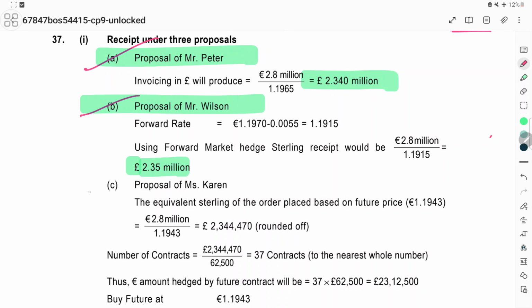But then the CFO comes in, Mrs. Karen, and she has a different viewpoint. She said, why not use the futures to hedge? Okay, so we'll do that also. She said use the future, so we are using this.